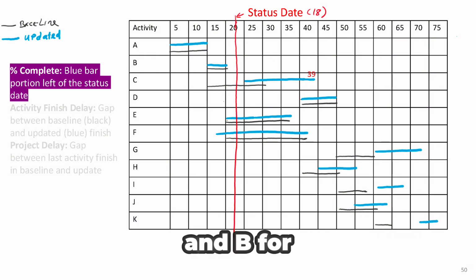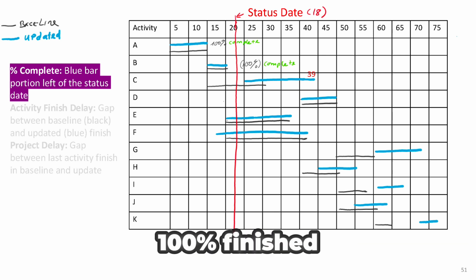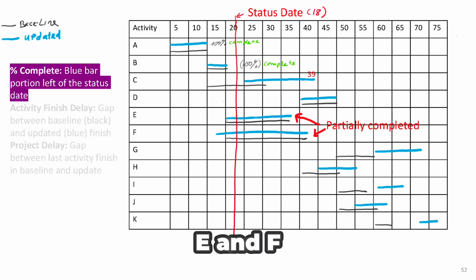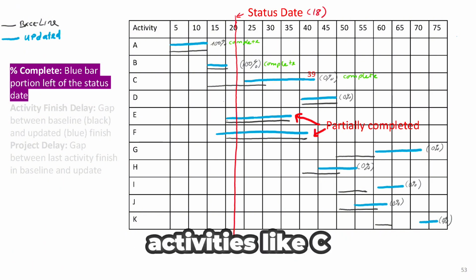Take activities A and B, for example. Their bars are completely on the left side, meaning they are 100% finished. Meanwhile, activities like E and F are partially completed, as their bars are cut by the status line. Activities like C and D, on the other hand, are entirely to the right of the status line, meaning no work has started on them yet.